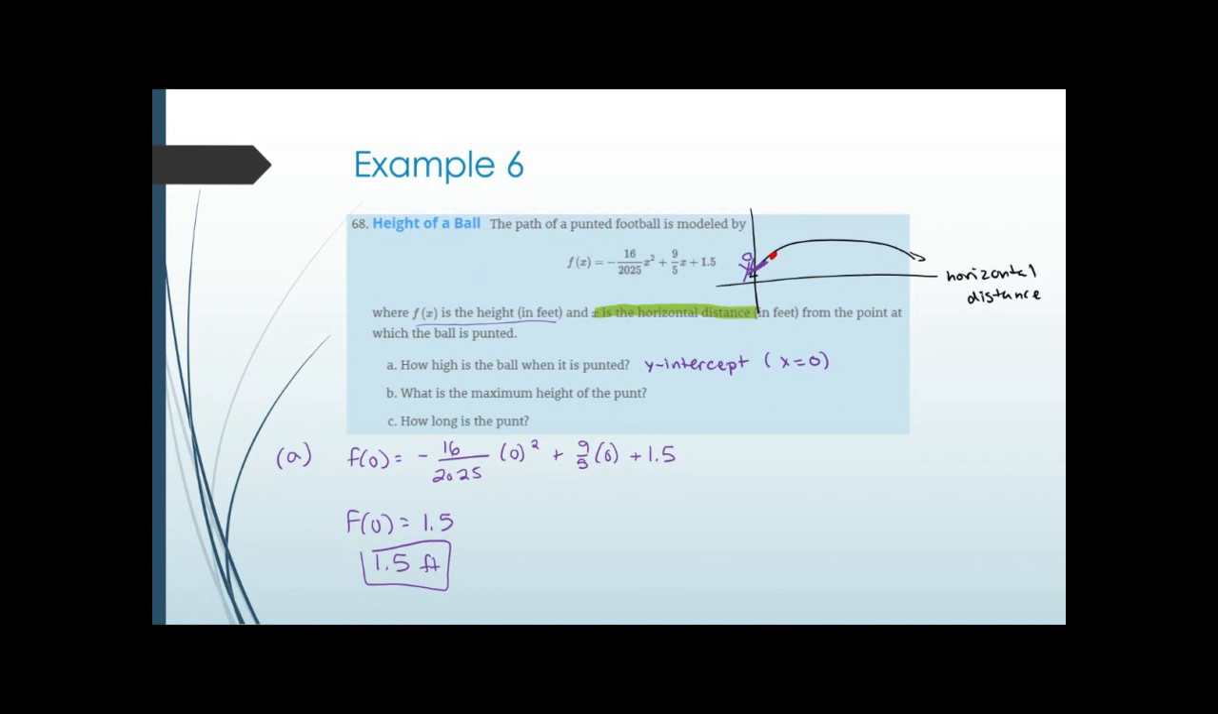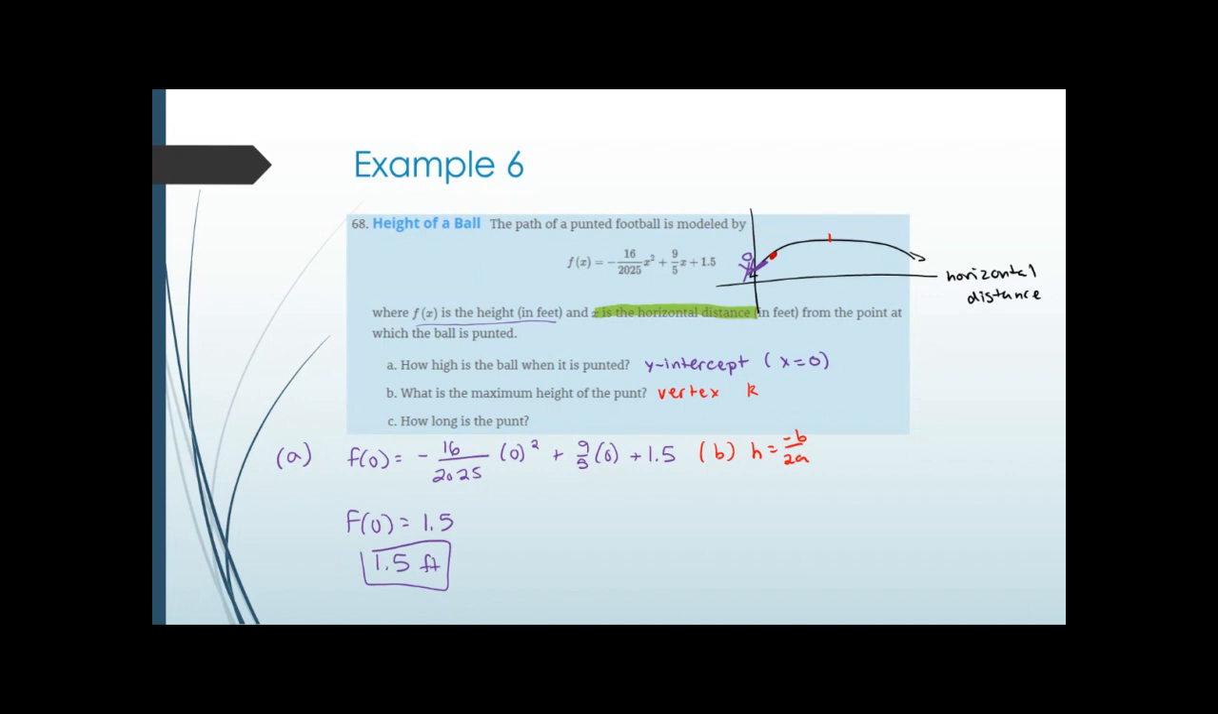Next is, what is the maximum height of the punt? So that is the vertex, but we specifically want k, because that is the y value. That is the maximum height. So in your discussion, when it asks for the maximum height, we're looking for the k value of the vertex. So we need to use the vertex form where your h is negative b over 2a, and then your k is going to be plugging that in.